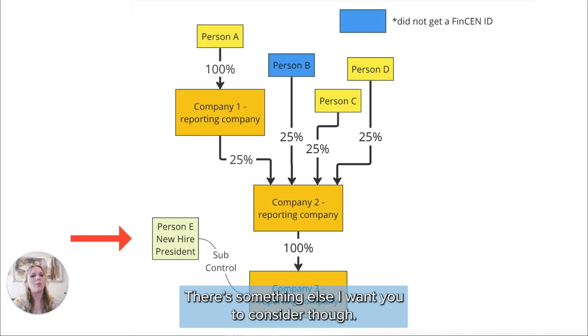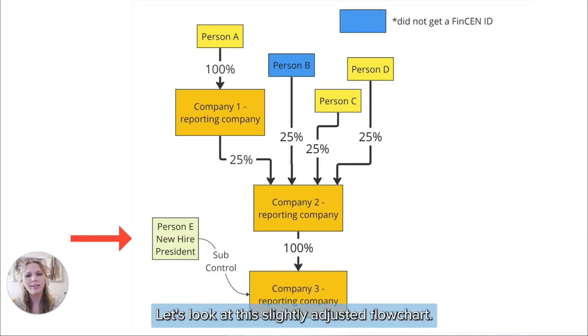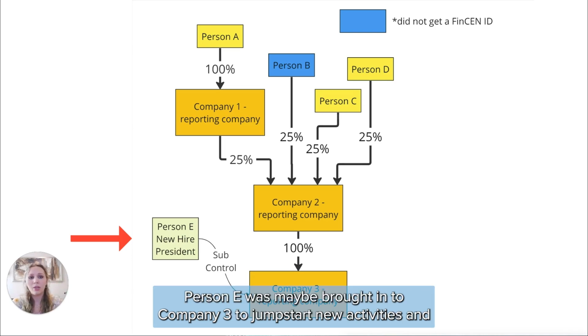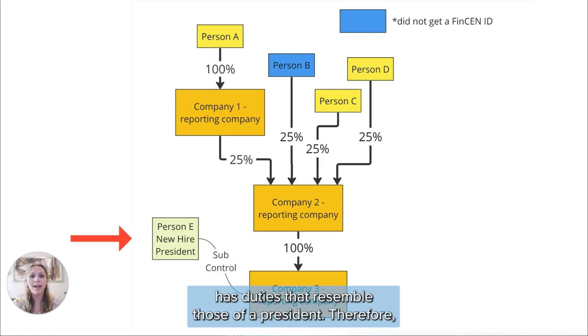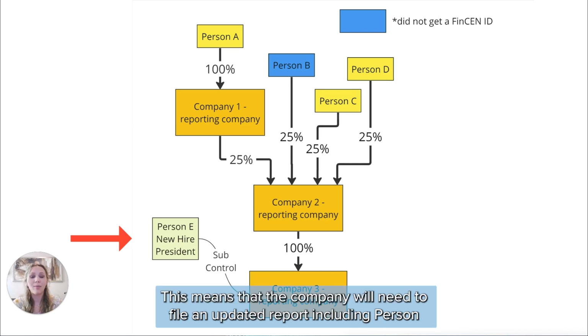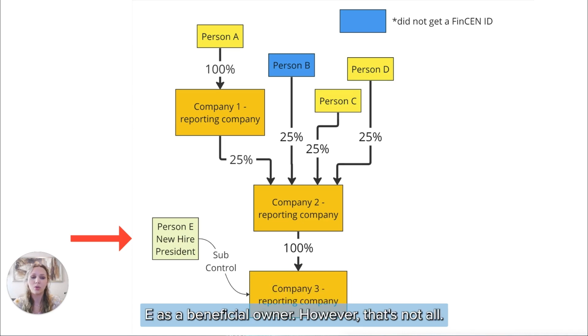There's something else I want you to consider though. Let's look at this slightly adjusted flowchart. Notice how Company 3 now has a new individual involved. Person E was maybe brought into Company 3 to jumpstart new activities and has duties that resemble those of a president. Therefore, Person E has substantial control over Company 3. This means that the company will need to file an updated report including Person E as a beneficial owner.